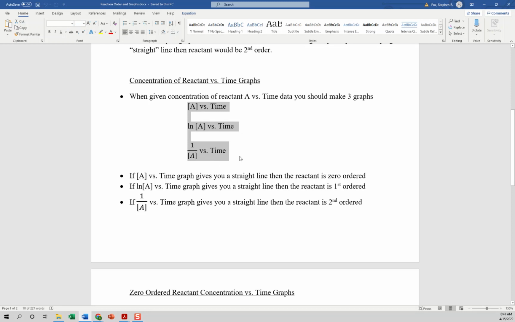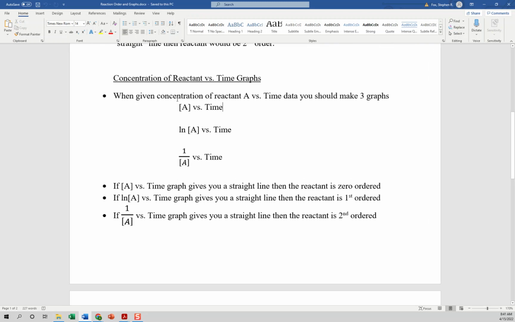I'm going to show you what I mean in a second, but let's make sure we understand. If I'm given concentration versus time data, I'm looking for which of these graphs gives me a straight line. First, I could make the molarity versus time graph, with molarity on the y-axis and time on the x. The next graph is the natural log of the concentration versus time, with the natural log of each concentration on the y-axis and time on the x. And the last one is 1 over concentration versus time, with 1 over concentration on the y-axis and time on the x-axis.